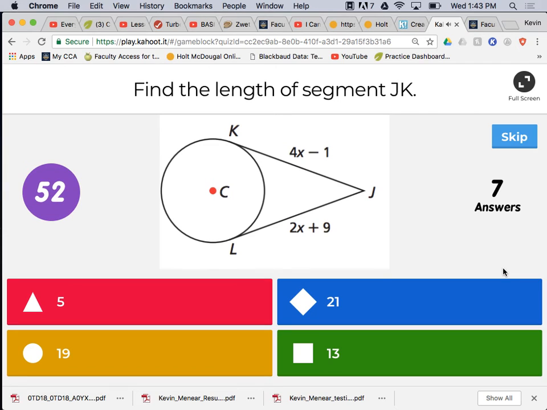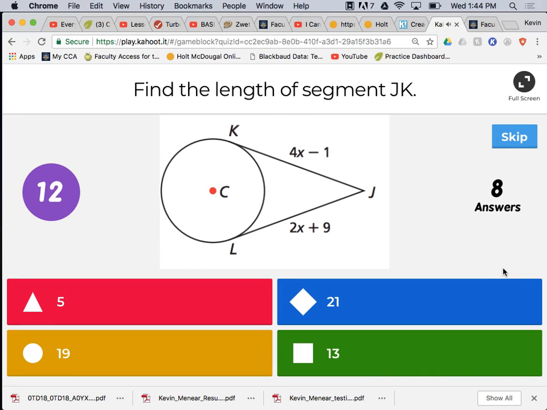You said they're equal to each other. Subtract 2x. You should end up with 4x minus 1 equals 2x plus 9. Subtract 2x. You get 2x minus 1 is 9. Add 1. 2x equals 10. X equals 5. And you just plug it back into JK. You get 4 times 5 minus 1 equals 20. Does that make sense?